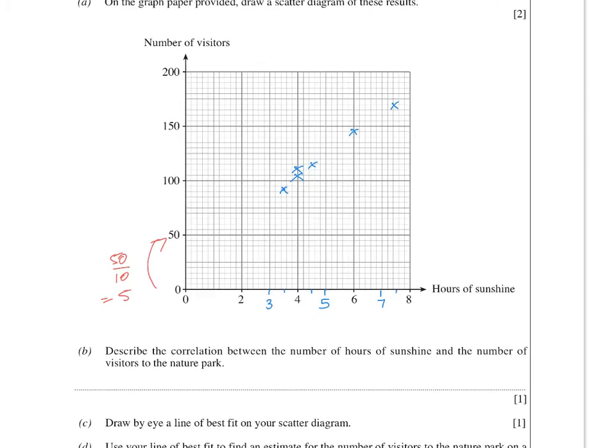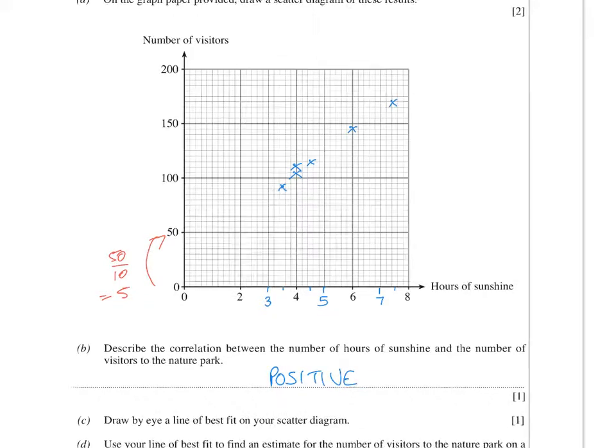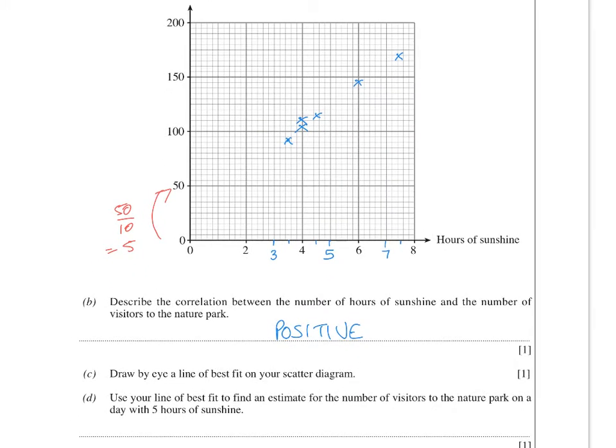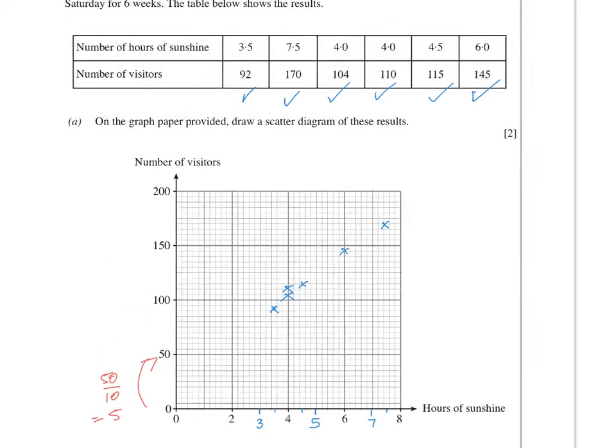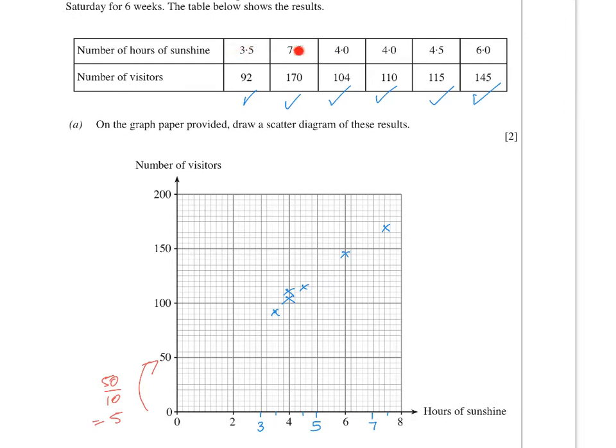It says describe the correlation. Now whenever they're looking for that, they're looking for a one-word answer, and that answer is, in this case, positive. And for the next question, it says by eye draw a line of best fit. Now that word here, by eye, that still means you use a ruler. It just means you don't plot a mean point, so you don't add up these 6 numbers here, divide by 6, and same with these ones, and plot a mean point, and draw a line of best fit through there.